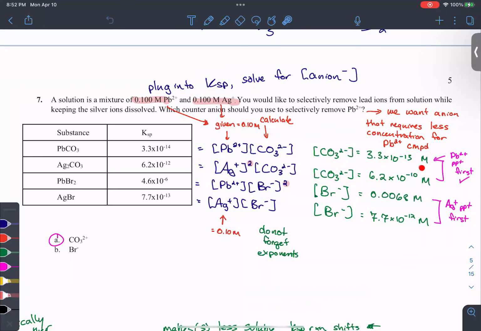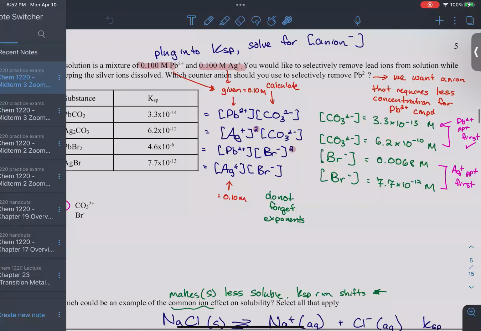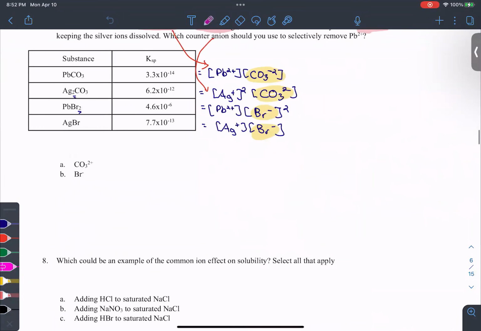So we're looking for the substance that requires the anion to be a lesser concentration for lead 2+. All right, so here is just kind of application of using KSP. In these examples, I give you the equilibrium concentrations for one of the substances, and you're solving for the concentration of the other thing, and coming up with a conclusion to see what ion to add to get the resulting observation you want. All right, so there we go. So I think the answer is carbonate. Yes, the first set. All right.